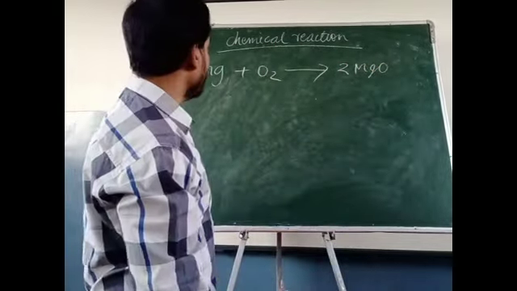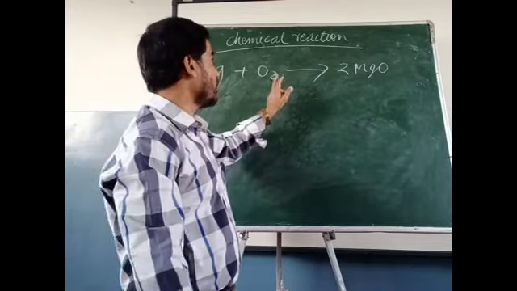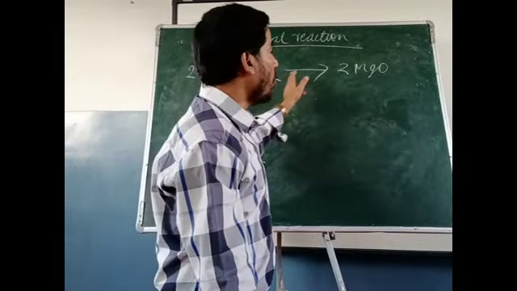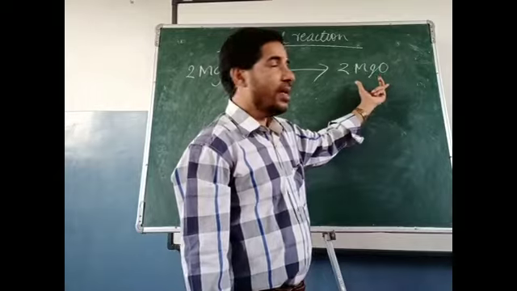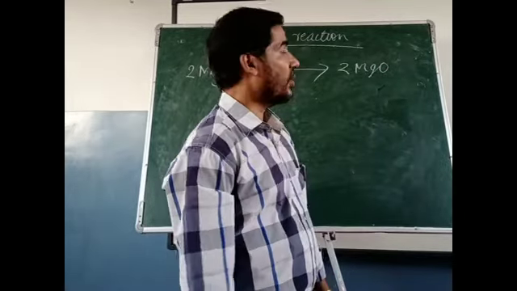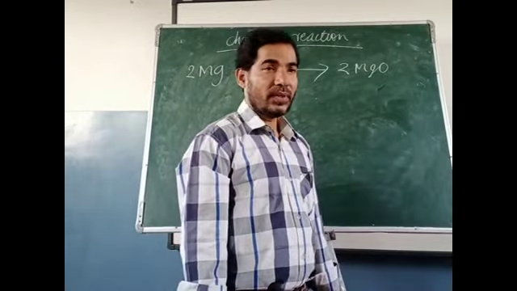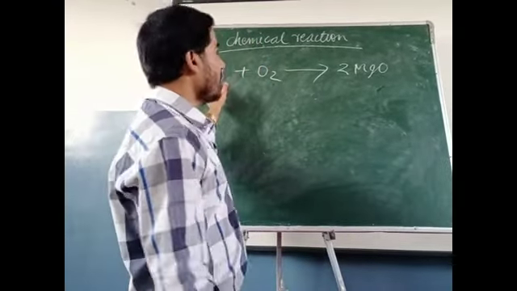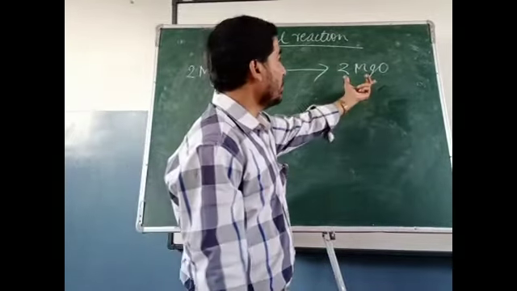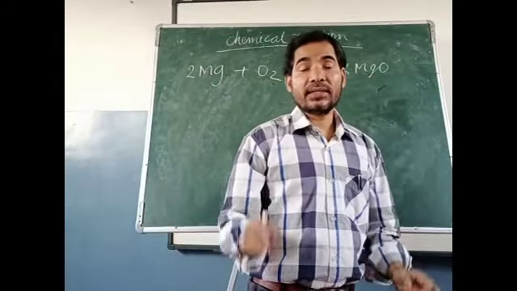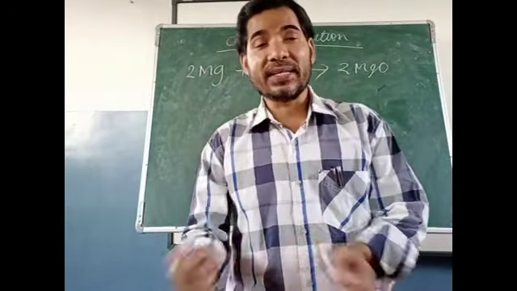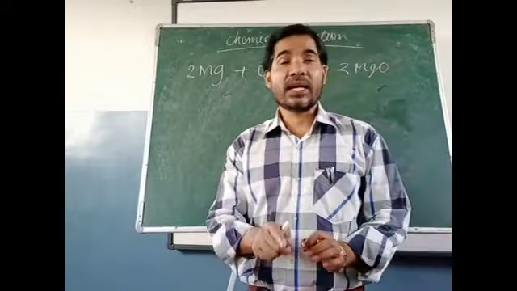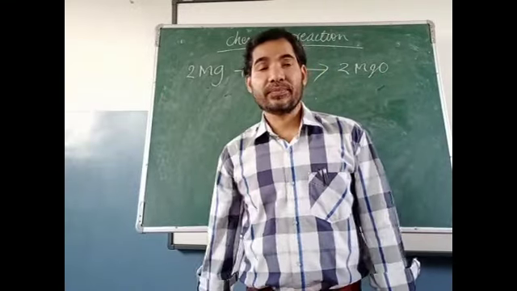Here you are seeing when magnesium reacts with oxygen, then a white colored powder is formed, and this white colored powder is called magnesium oxide. Here we are seeing the chemical properties of magnesium get permanently changed into magnesium oxide. Since the chemical property of magnesium gets changed, it will be an example of chemical reaction.